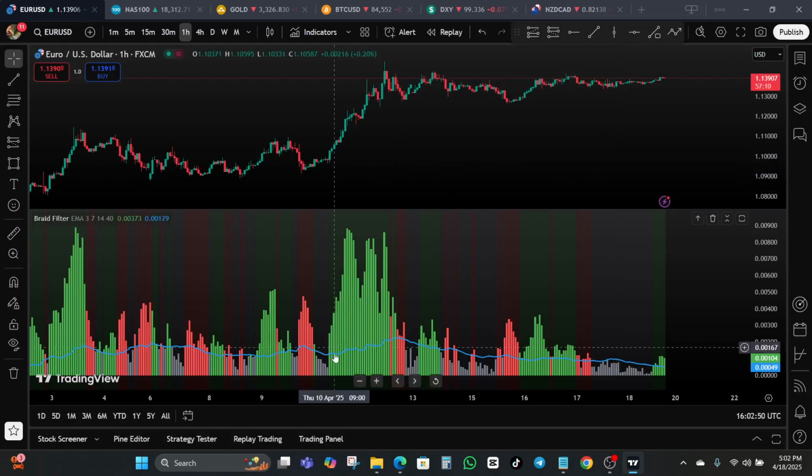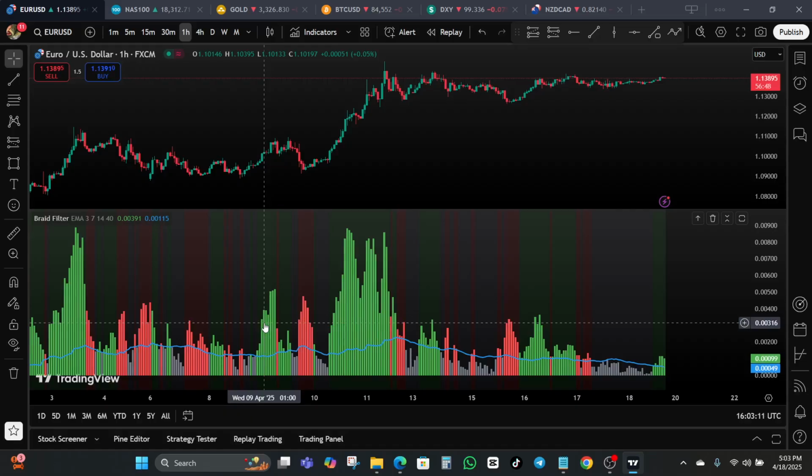For example, you can see that when this indicator starts showing lengthy bars, it means that the momentum is strongly bullish. When the green bars are short, it shows that there is bullish momentum, but not as strong.